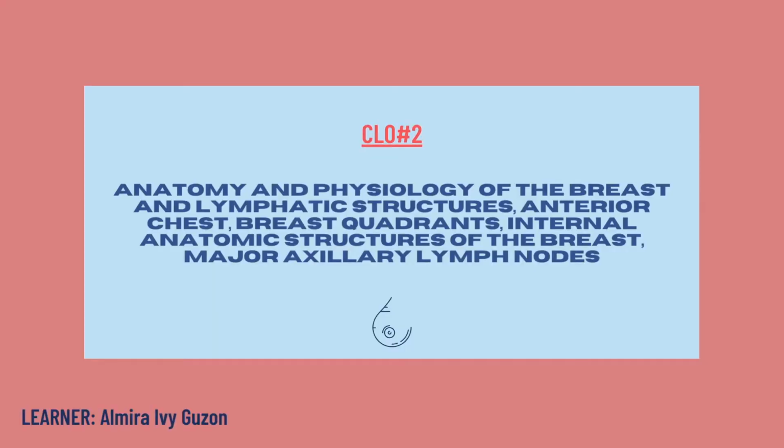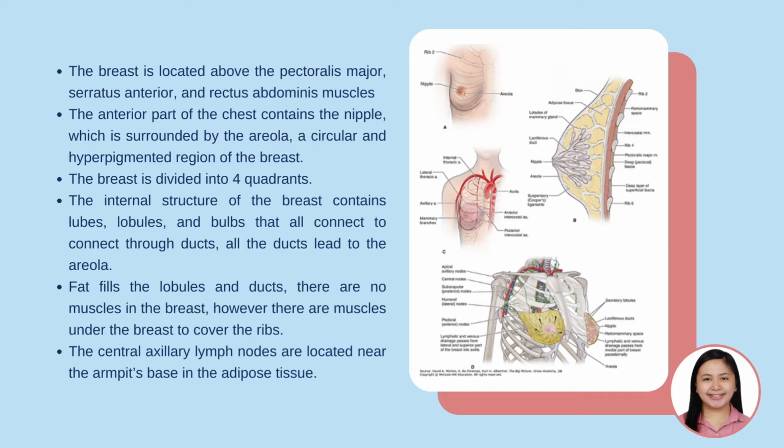CLO number 2 reviewed the anatomy and physiology of the breast and lymphatic structures, anterior chest, breast quadrants, internal anatomic structures of the breast, and major axillary lymph nodes. The breast is located above the pectoralis major, serratus anterior, and rectus abdominis muscles. The anterior part of the chest contains a nipple, which is surrounded by the areola, a circular and hyperpigmented region of the breast. The breast is divided into 4 quadrants.